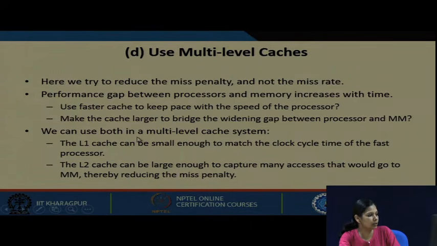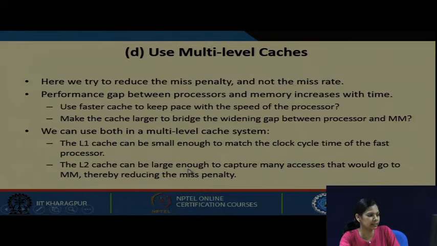We can use both in a multi-level cache system. By multi-level we mean we have multiple levels. Multiple levels of cache will be helpful, because we are bringing the data from main memory and keeping it in those multi-level caches. Whenever it is required by the processor and it is not present in the L1 cache, it looks into L2 and L3 to find the data. In most cases they get it from L1 and L2, and do not have to go to main memory to access the data. The L1 cache can be small enough to match the clock cycle time of the fast processor.